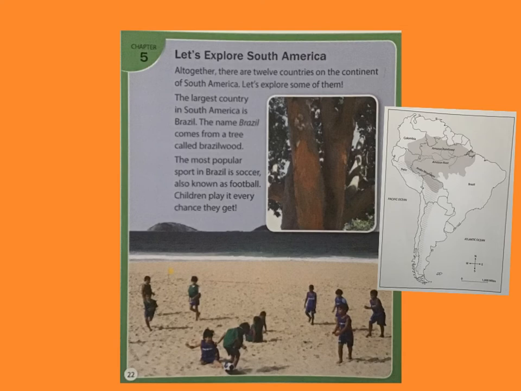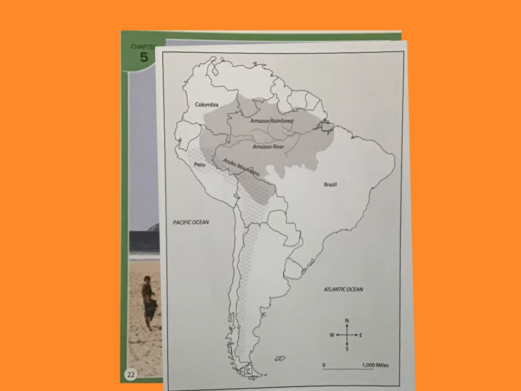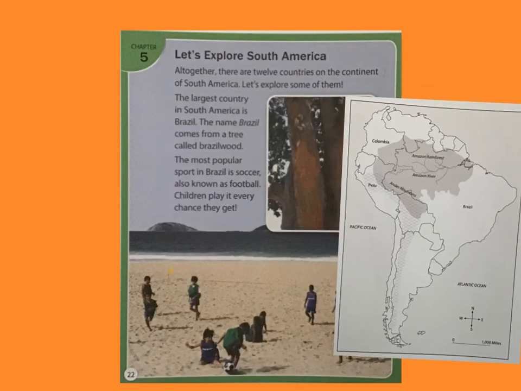It says, altogether, there are 12 countries on the continent of South America. And here's the continent of South America. And some of the countries are actually labeled here, but not all of them. Okay? It says, let's explore some of them.